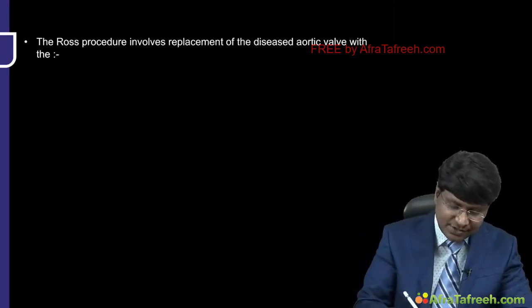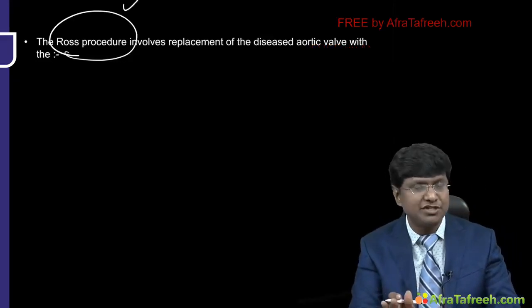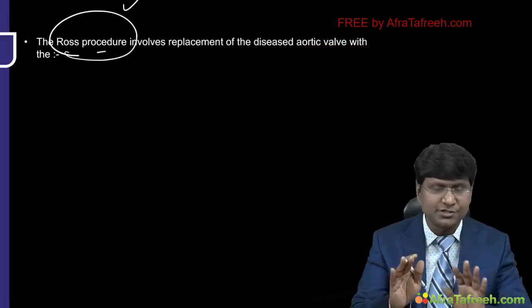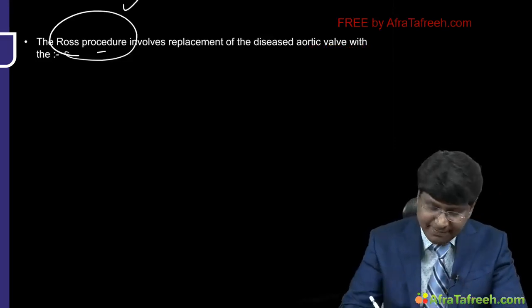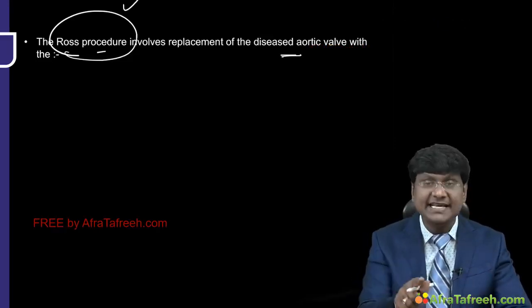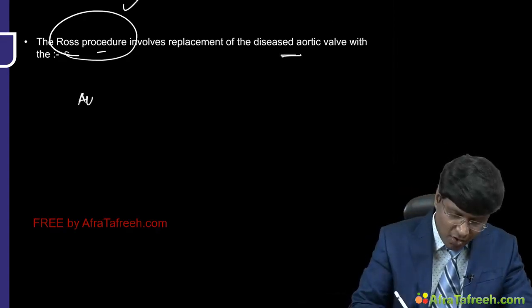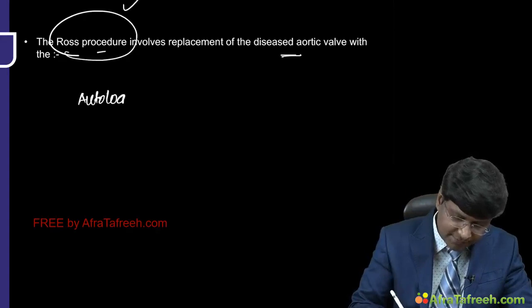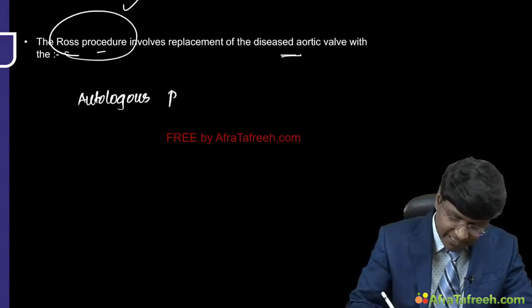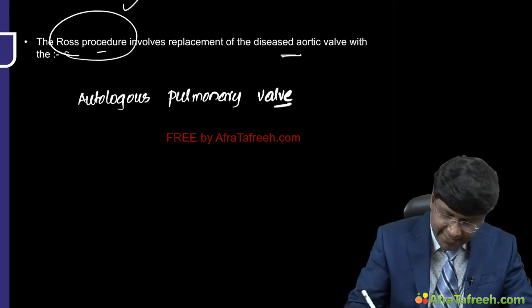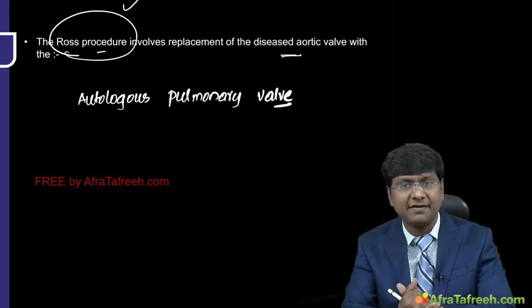Now, next, let me tell you what the Ross procedure is and in which group of individuals it is required. What is the Ross procedure? First of all, it involves replacement of the diseased aortic valve with an autologous pulmonary valve. Right? With an autologous pulmonary valve.